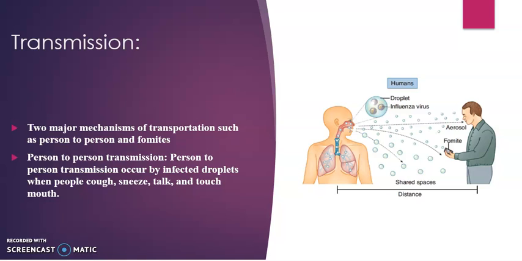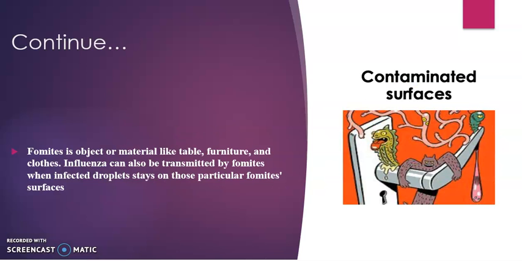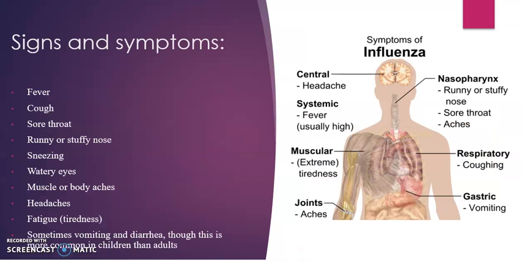Transmission. There are two major mechanisms of transmission: person-to-person and fomites. Person-to-person transmission occurs by infected droplets when people cough, sneeze, talk, and touch their mouth. Fomites are objects or materials like tables, furniture, and clothes. Influenza can also be transmitted by fomites when infected droplets stay on those particular fomite surfaces.